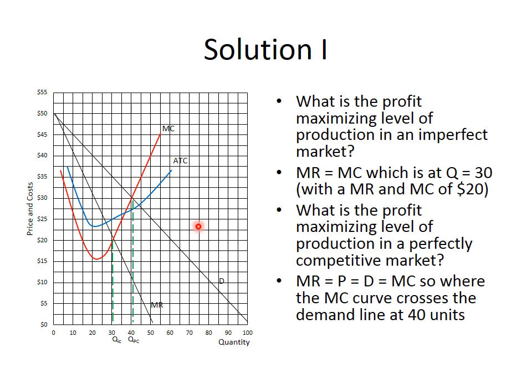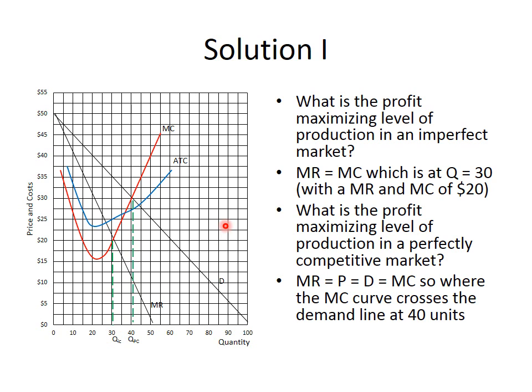The difference is that for our imperfectly competitive firm, marginal revenue is not the same as demand. In fact, it's 1/2. So what we look for, for the imperfectly competitive firm, is where marginal revenue equals marginal cost, which is down here. That's going to give us their level of production, 30 units.